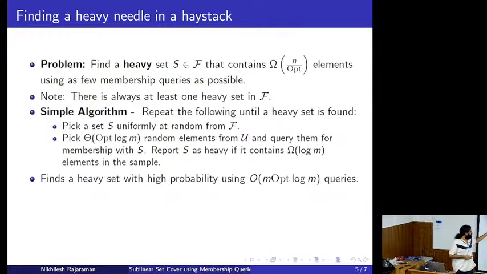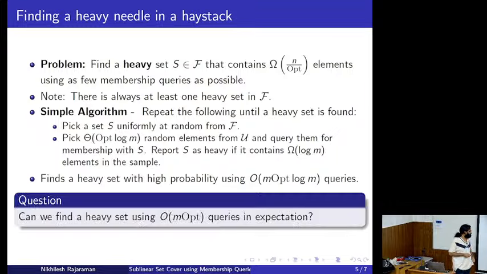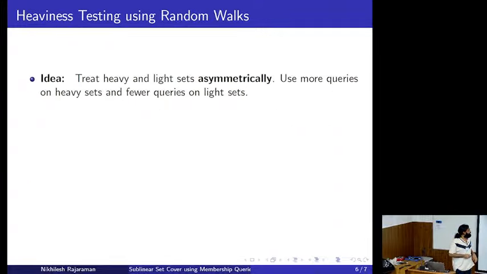In particular, the number of membership queries this uses is m opt log m, since we use opt log m per set, and we have m sets in total, and we find a heavy set with high probability this way. Now here's the question: can we beat this? This is the standard Chernoff approach that a lot of us might have seen. But can we do better than this? In particular, can we remove this logarithmic term and find a heavy set using only m opt queries in expectation? And my claim is that yes, we can actually achieve this.